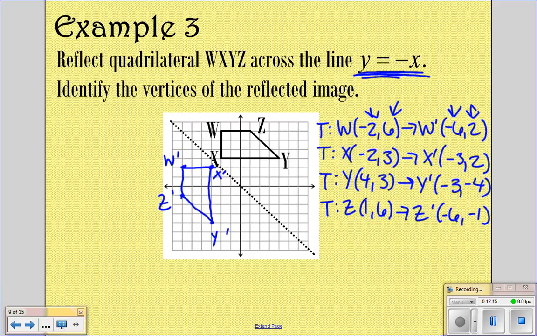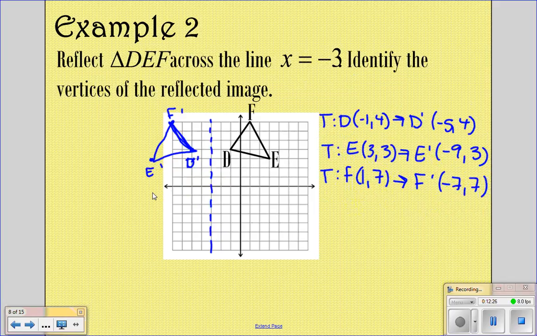So you can check and make sure that they all work like that. They should, because they're reflected across the line Y equals -X. However, that doesn't work if you're using X equals -3. Okay, so don't try it on that one. It doesn't work quite the same way.